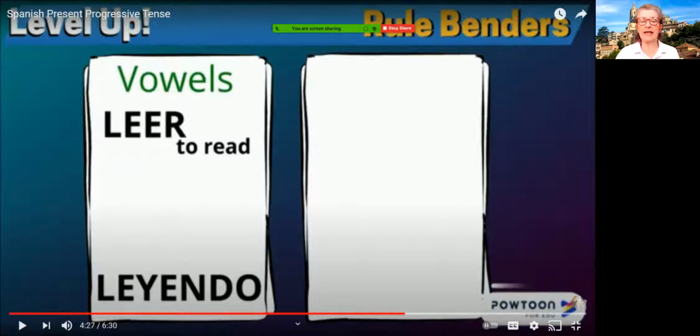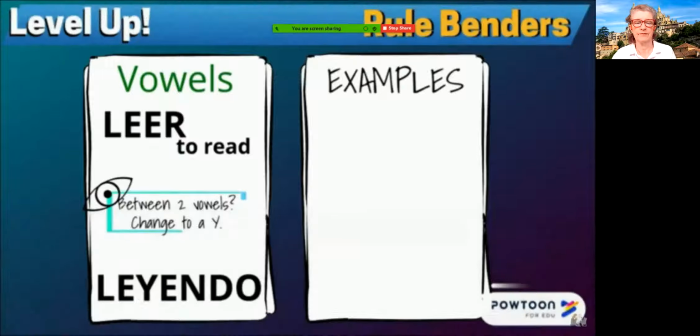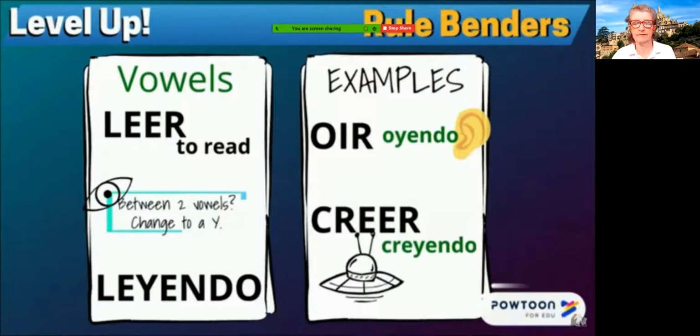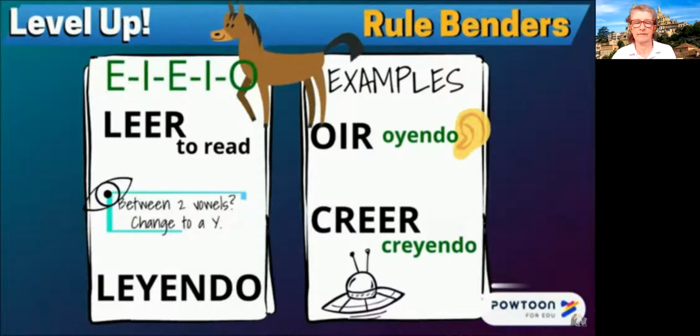So L-E-I-E-N-D-O is not a thing. That I will change to a Y. So any verbs that are ER verbs will have that leyendo with a Y instead of I-E-N-D-O, Y-E-N-D-O. It's just a spelling thing. It sounds the same pronunciation-wise. The actual rule is if an I falls between two vowels, it will change to a Y. Other examples are oír, to hear, and creer, to believe. Sometimes this is called the Old MacDonald Had a Farm rule, E-I-E-I-O.